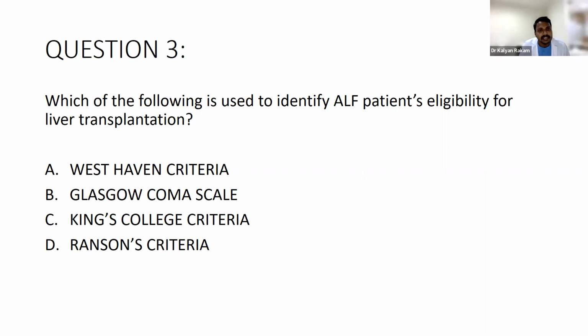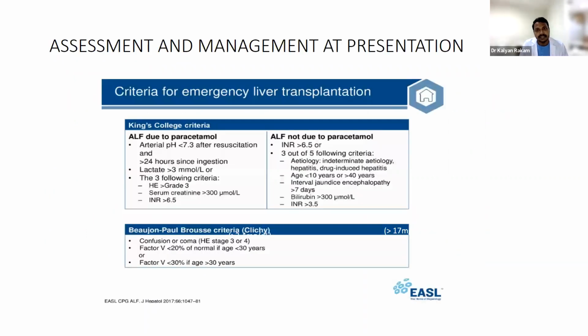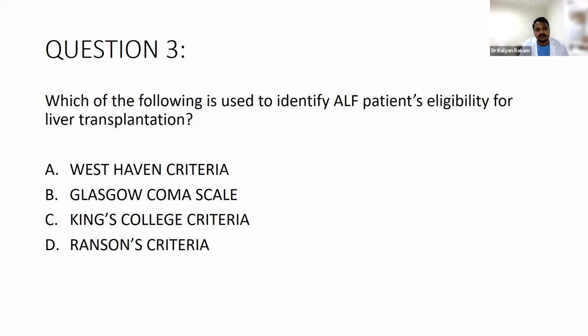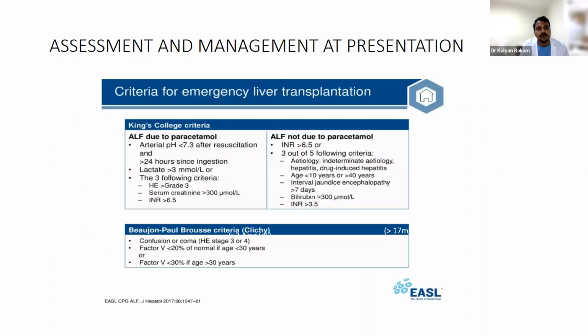So now we have a case of acute liver failure. It is a hyperacute liver failure, and we try to manage the case system-wise, CNS, airway, breathing, circulation. In the same setting, it is very important to assess if the patient is fit for an emergency liver transplantation.